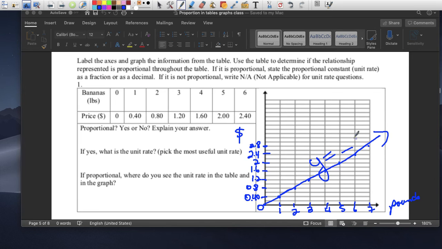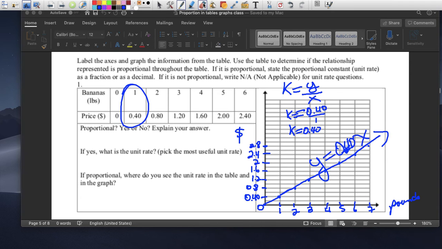So y equals something x. So let's find out something here. It is y over x. Remember our constant of proportionality. Let's pick any value here. Let's pick this one. So we're going to divide 0.40 over 1, which we didn't have to, but that gives us 0.40. So the equation is y equals 0.40x, right? Every pound of banana equals 40 cents.